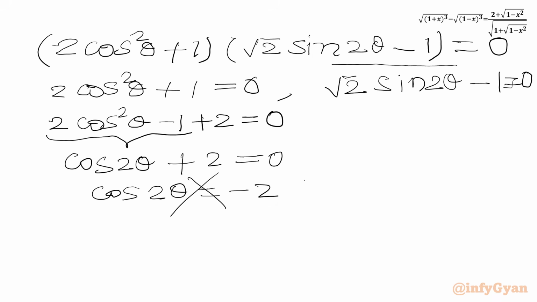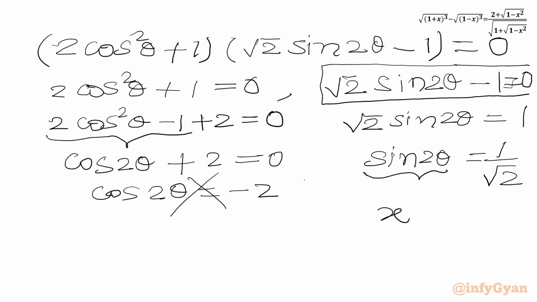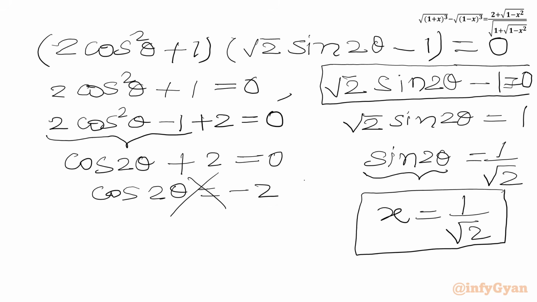Now we have the second equation. We will add 1 to both sides. So root 2 sin 2 theta will be equal to 1. We'll divide both sides by root 2. So sin 2 theta will be equal to 1 over square root 2. Now sin 2 theta was our substitution, x. So we can write x will be equal to 1 over root 2. This is the only real solution which will satisfy our equation.